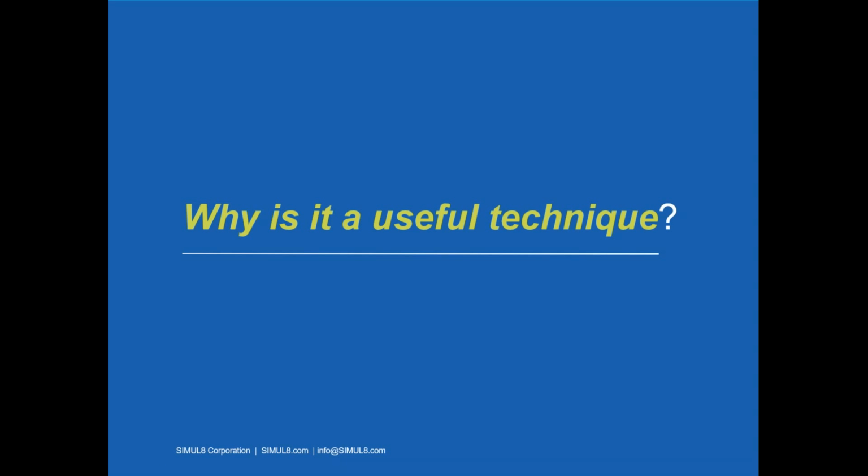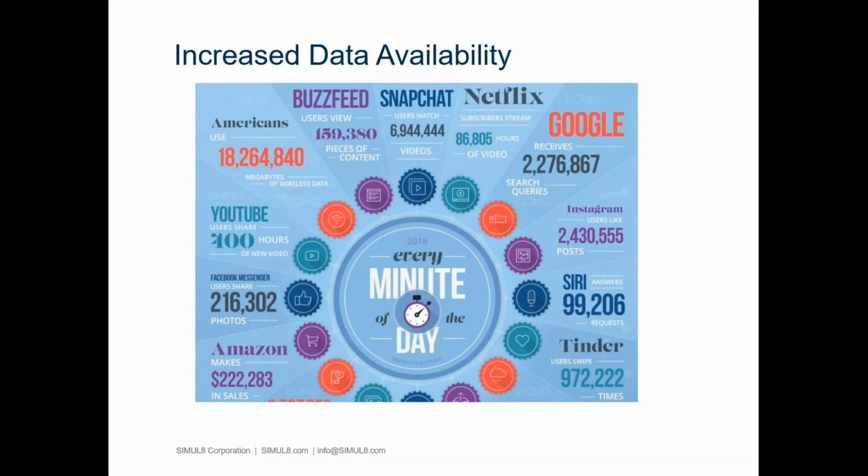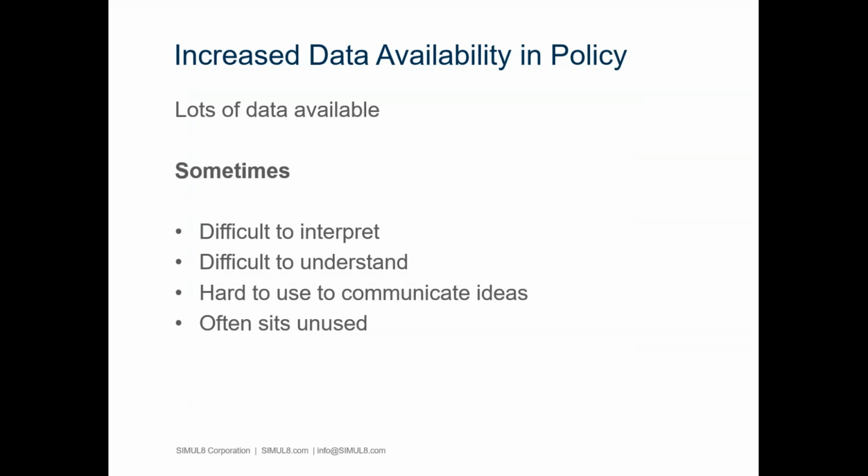So why is it a useful technique, particularly in policy? I guess first of all, there's so much data available to users now. We're collecting data in large databases. This is just an example of the amount of data that gets collected every minute by social media applications. It's quite similar in a lot of policy and decision making. So we've got all of this data, which is great, but sometimes it's difficult to interpret, sometimes it's difficult to understand, and a lot of the time it will just be sat in a database unused.